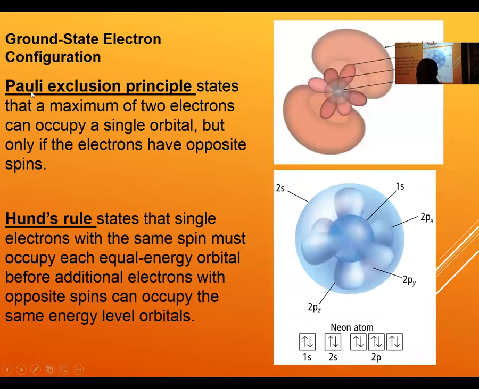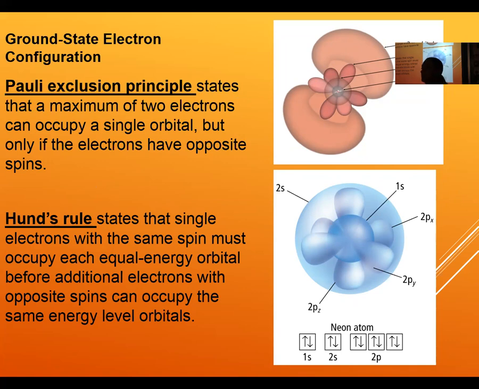Another principle is the Pauli exclusion principle. He states that a maximum of 2 electrons can be in each orbital. Okay, so you can't have more than 2. Once it has 2, it's full. Those electrons have to have opposite spins.